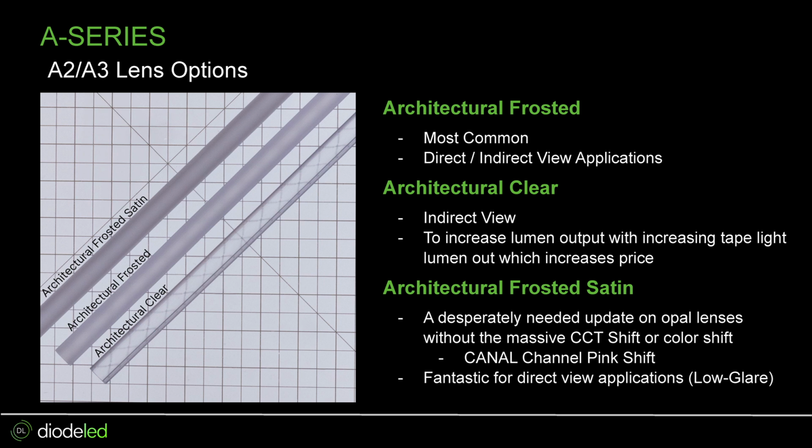And then we have the architectural frosted satin. This is a unique lens. It's really an update on Opal that we desperately have needed. It is definitely a little bit higher light loss, but you get this beautiful low glare illumination. So I really strongly suggest this with any type of direct view applications.